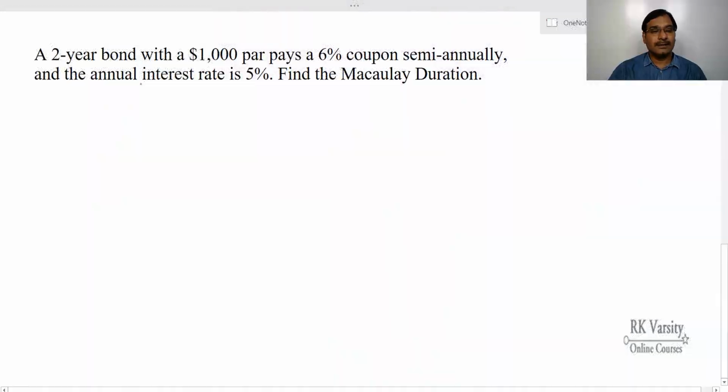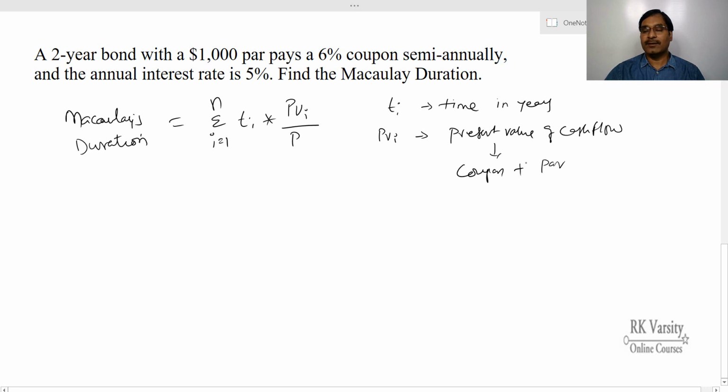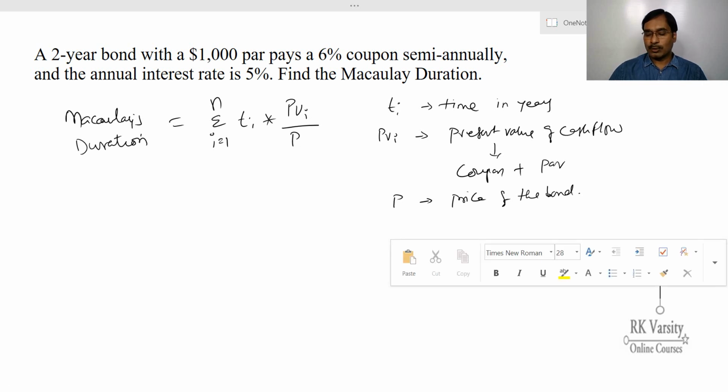So here is an example. To calculate Macaulay's duration, we use this equation. Here T of i is time, in years. Then PV of i is the present value of cash flows. When we say cash flows, it includes the coupon plus the par value at the end of the duration. Then P is the price of the bond. So this is a semi-annual coupon bond.